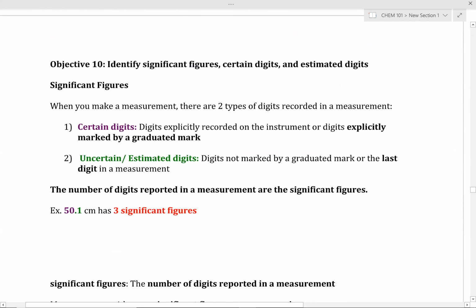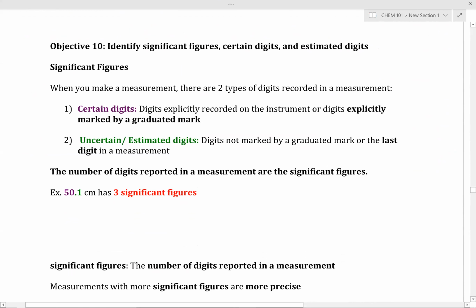Okay, as we still have about an hour remaining, 50 minutes to be exact, we're going to continue on and complete this chapter by talking about significant figures, certain digits, and uncertain digits. So, what do we mean by significant figures? This is really important as it has to do with handling data properly.